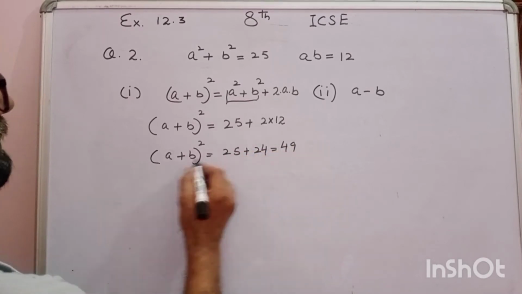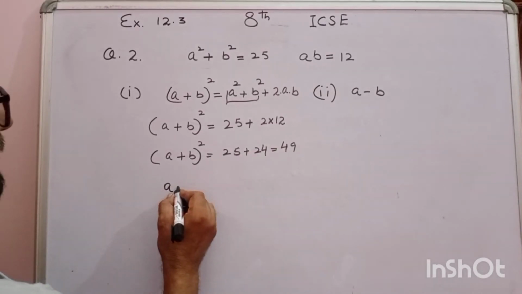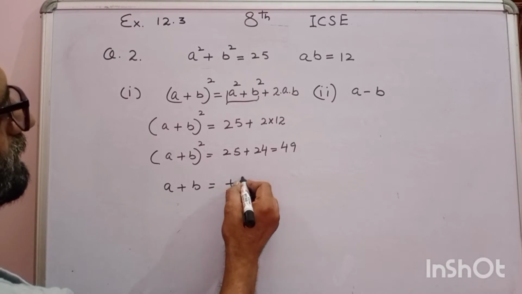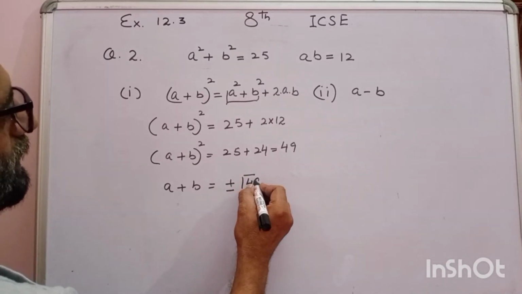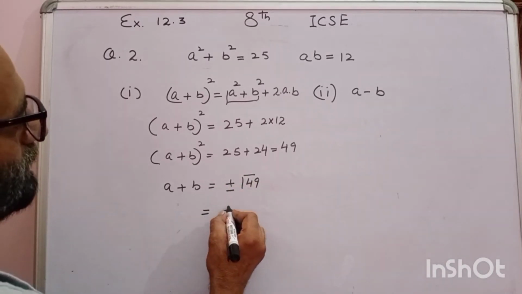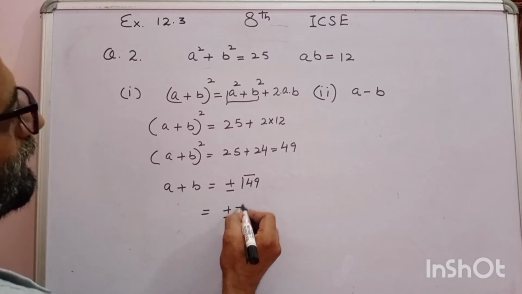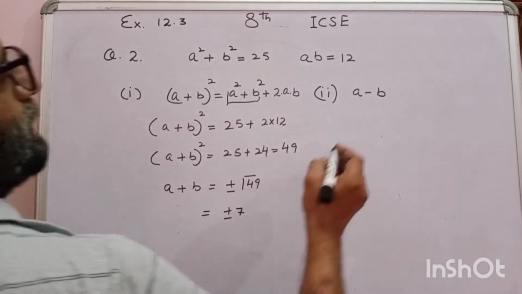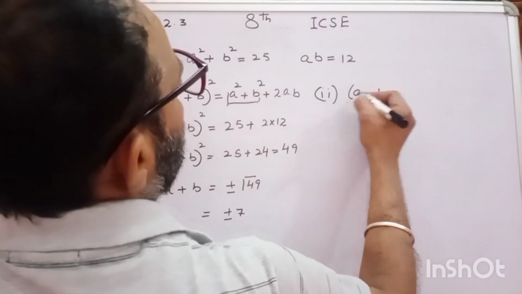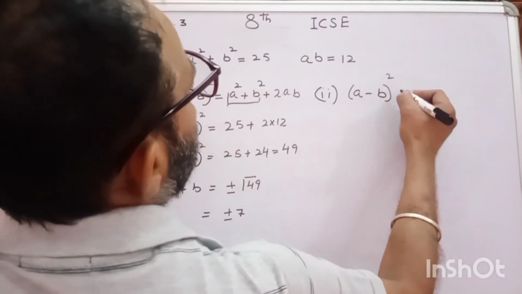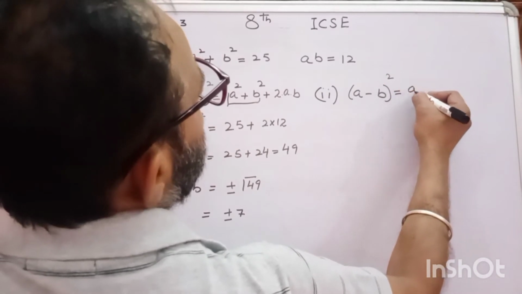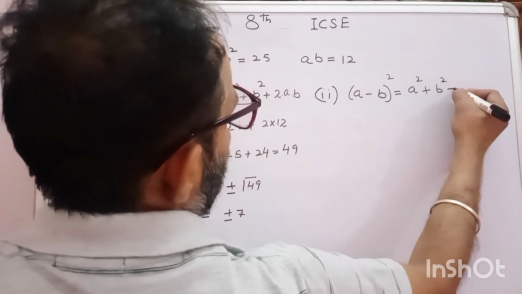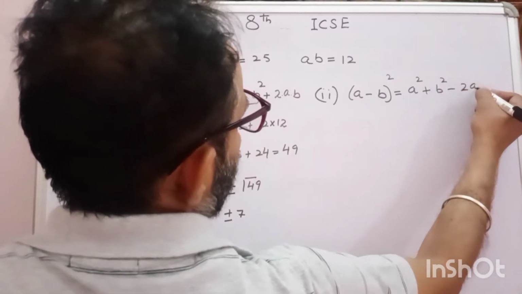By taking square root of both sides, A plus B we will get plus minus under root 49, that is plus minus 7. Now we will do second part. We have to find A minus B. Now we will use the identity A minus B the whole square is equal to first one the square plus second one the square minus 2 into first one into second one.